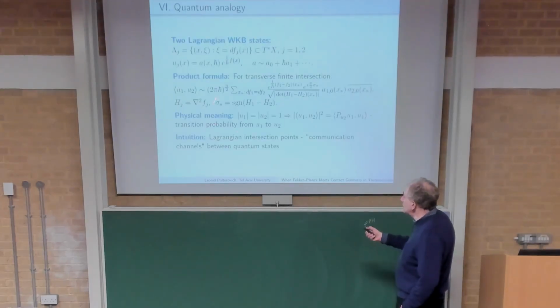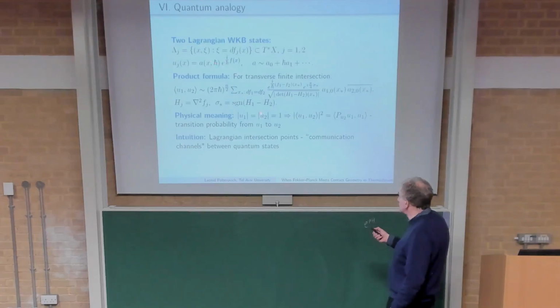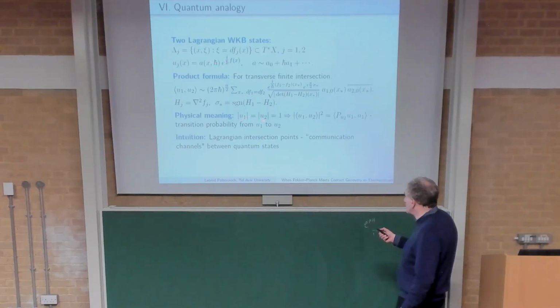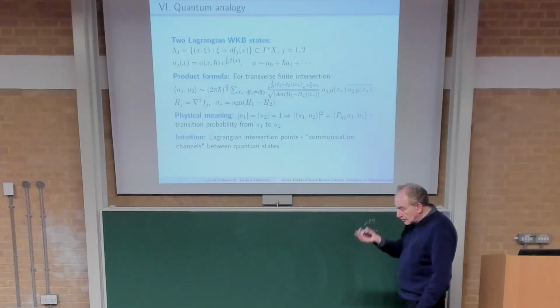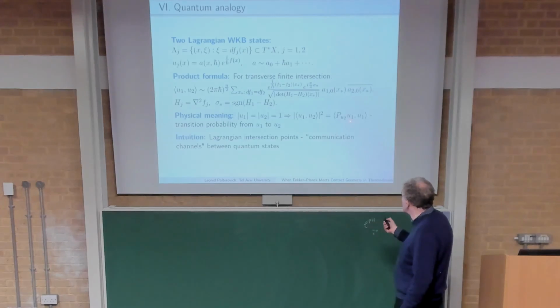So the physical meaning, I will not read you this formula, it's not so important. Important is that the sum is over these points. So the physical meaning is the following: if we normalize so that the norms of u1 and u2 equal 1, then the absolute value squared of this thing is what is called the transition probability from u1 to u2. So if your observable is projection to u2, so you want to measure u2, right? If you apply it to u1, the probability that you will get u2 is exactly this thing.